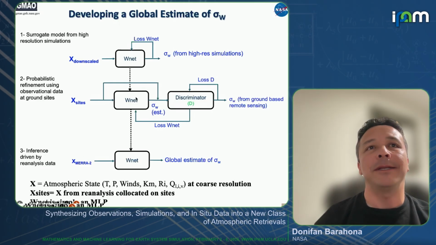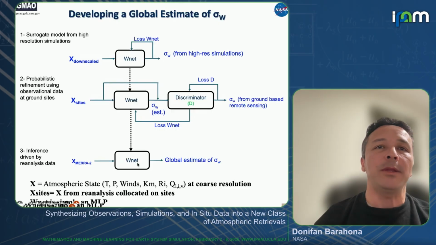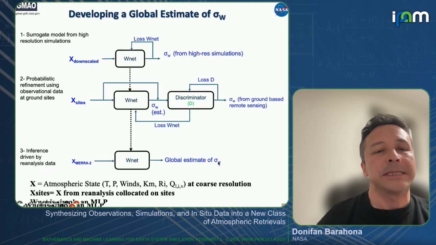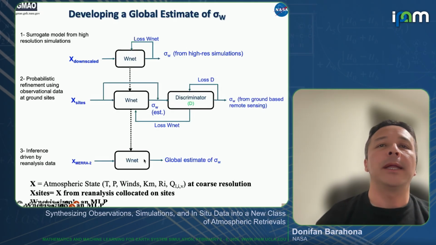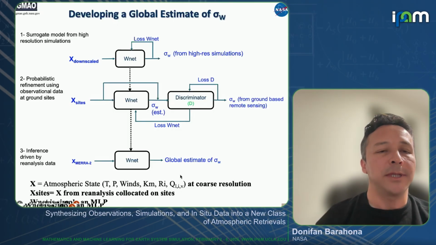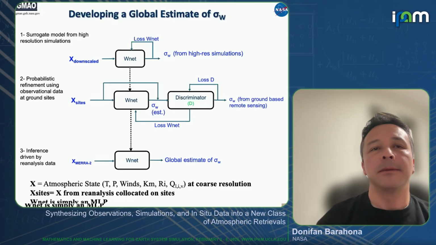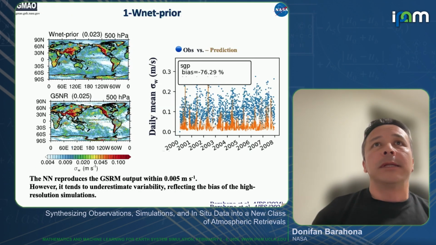And then once we have this, we can just use the reanalysis to get our inference and our global estimate of sigma w, which is what we're interested in. Again, at the end we're trying to get both the model that we can use later for parameterization, and also the product, which is what we provide to the community. So this is the first part.